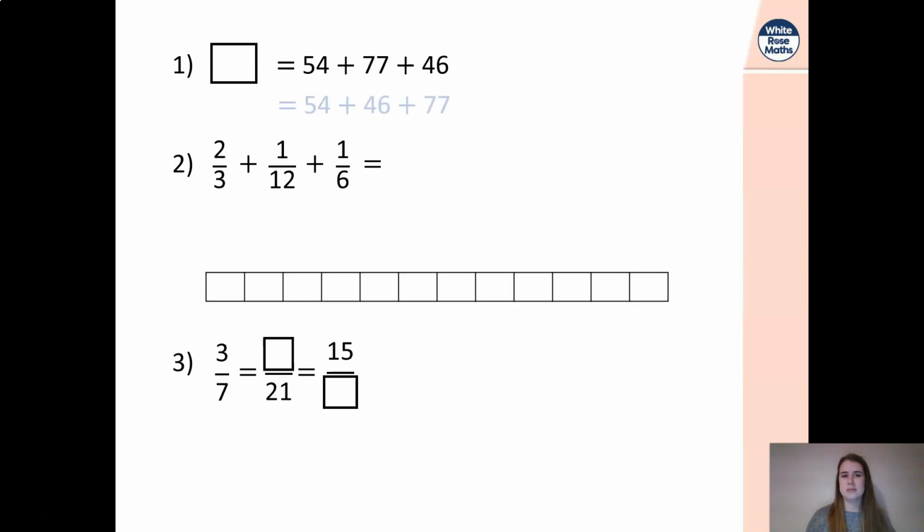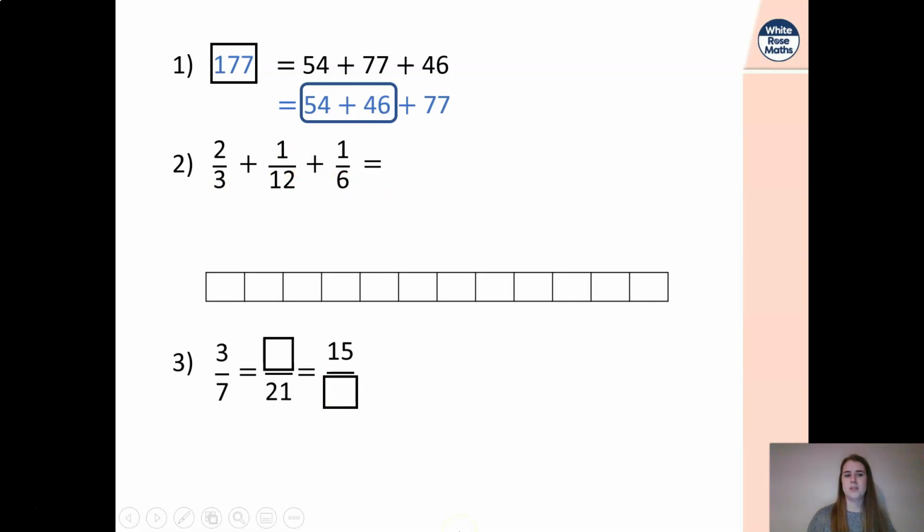So if we add all these 3 numbers together, we've got 54, we've got 77 and 46. Now, it makes no difference which way around we do them, but if you notice your number bonds to 100, 54 add 46 there gives us 100. So we've got 177. So it's interesting if any of you actually picked up on that.